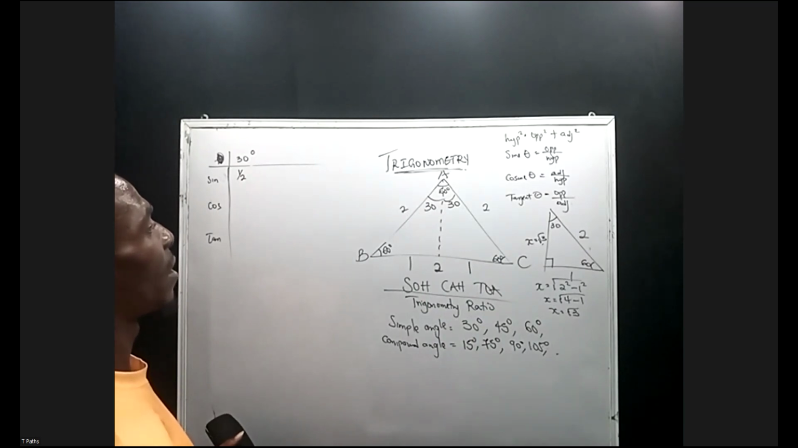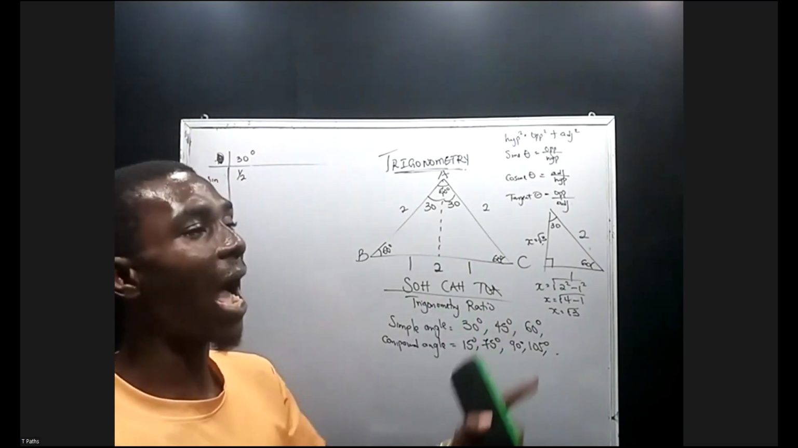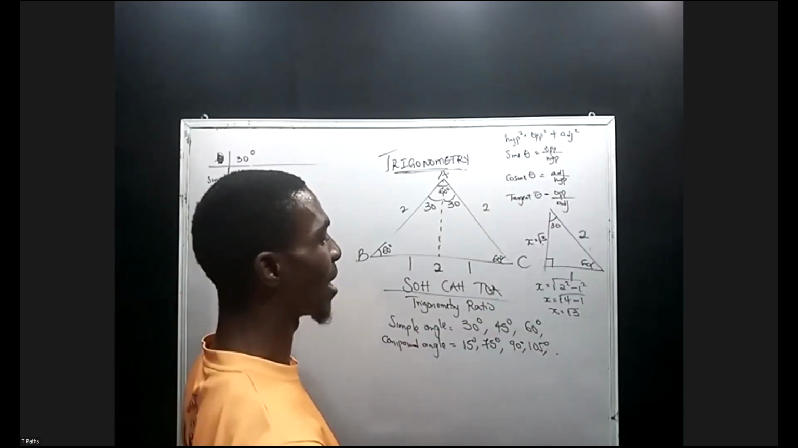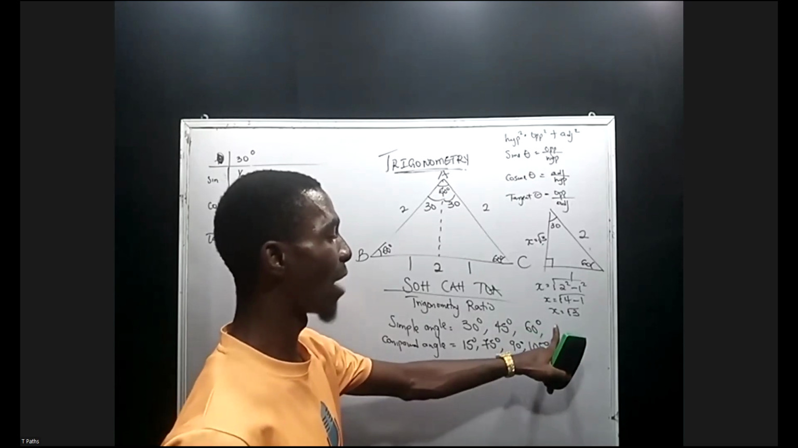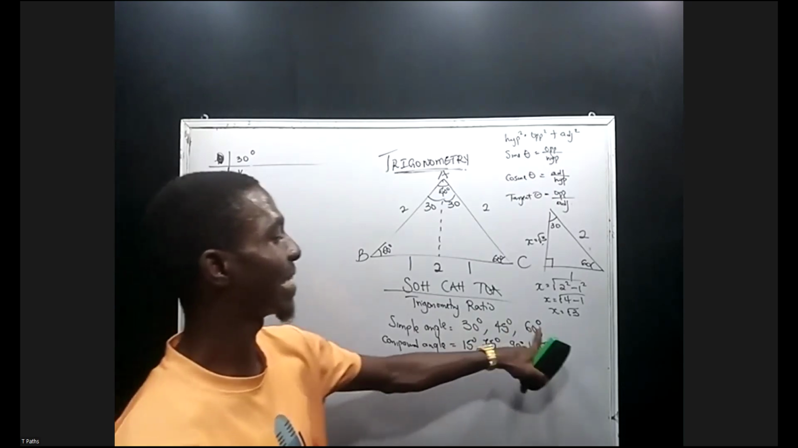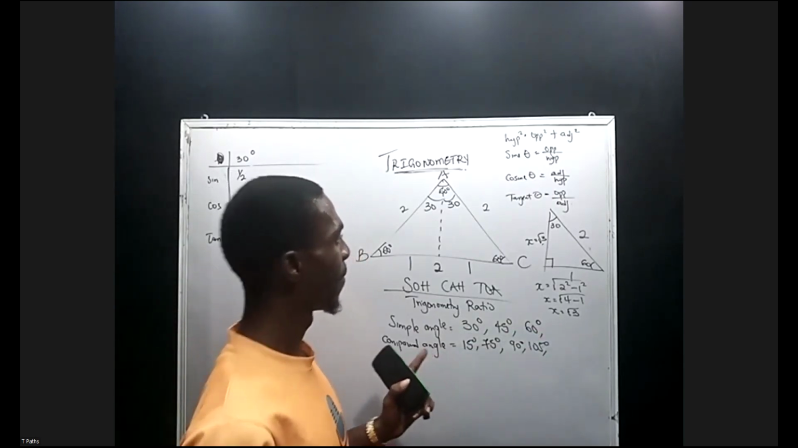What about 90 degrees? 90 degrees is a simple angle, but you can never get the tangent of 90 degrees. That is why I did not include 90 degrees as a simple angle. I only included 90 degrees as a compound angle because you can add 30 and 60 to get 90. Is that clear?